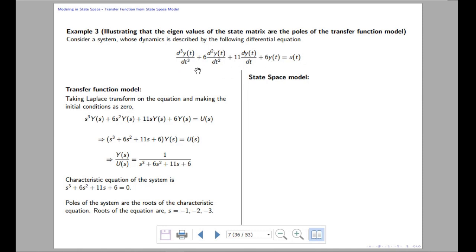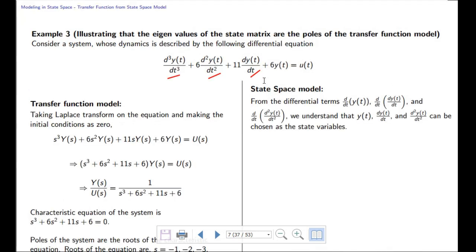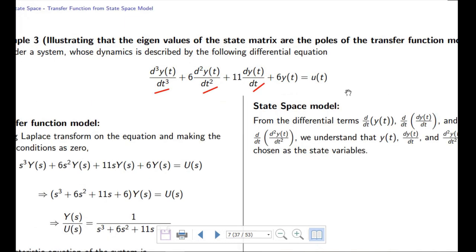So we don't have any clue. So in this case, how we can choose the state variable is, see which variables change with respect to time.